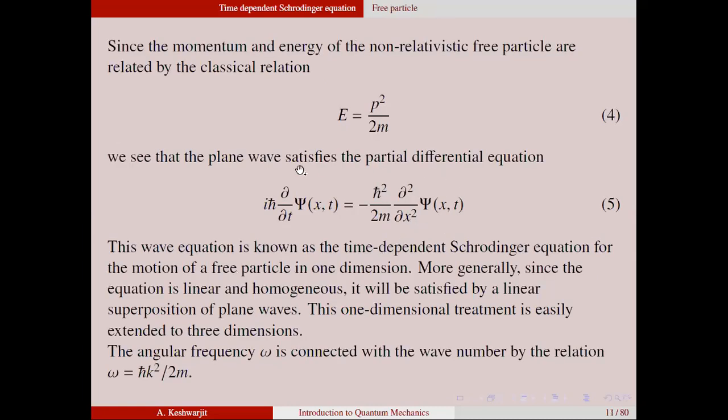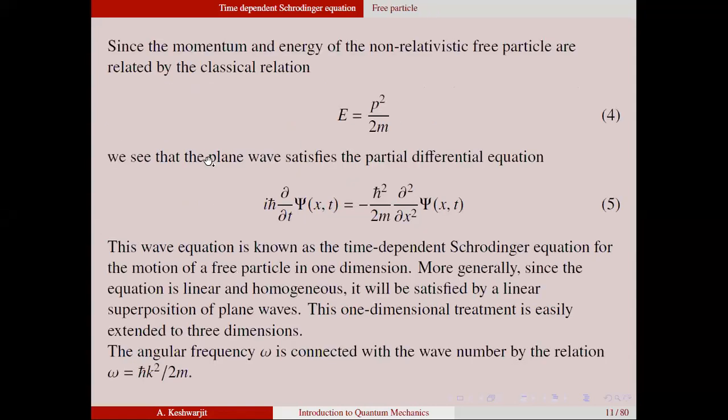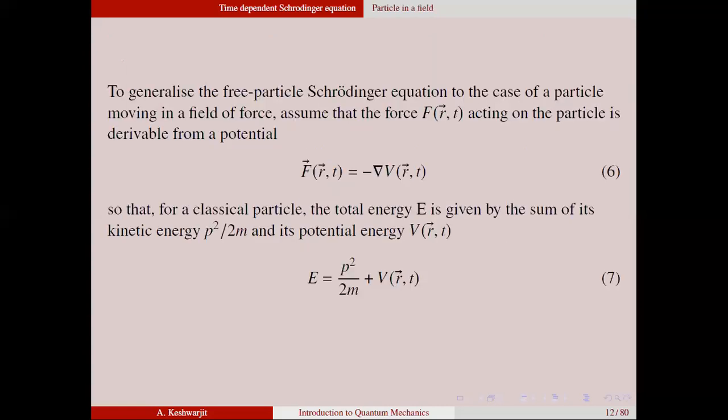We can say that this is the Schrodinger equation in 1 dimension, and we can generalize this equation to 3 dimensions. Then we can further generalize it to the case where the particle is not free. So this is a particle in a field.